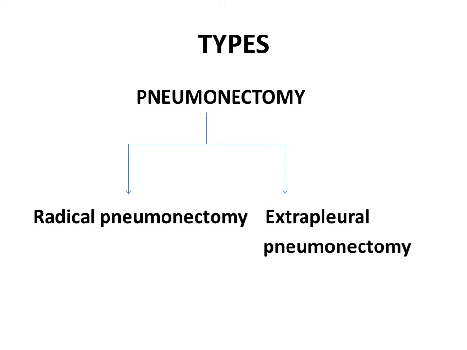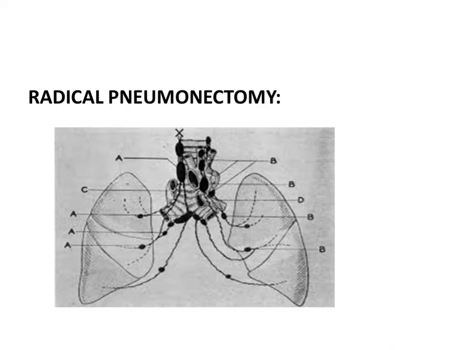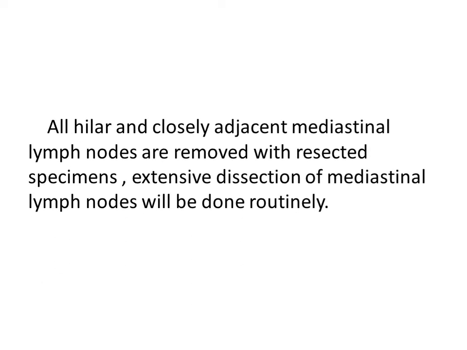There are two types of pneumonectomy: radical pneumonectomy and extrapleural pneumonectomy. In radical pneumonectomy, all hilar and closely adjacent mediastinal lymph nodes are removed with the resected specimen. Extensive dissection of mediastinal lymph nodes is done routinely.